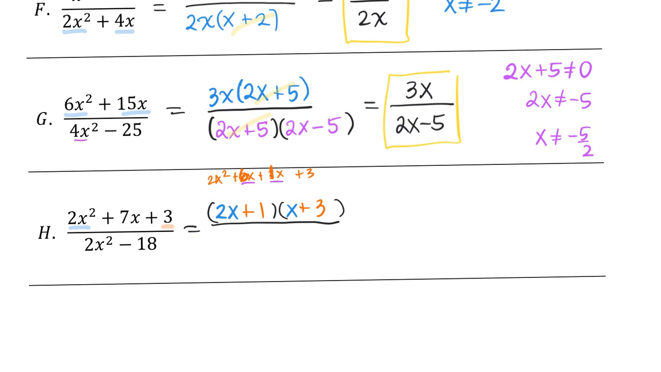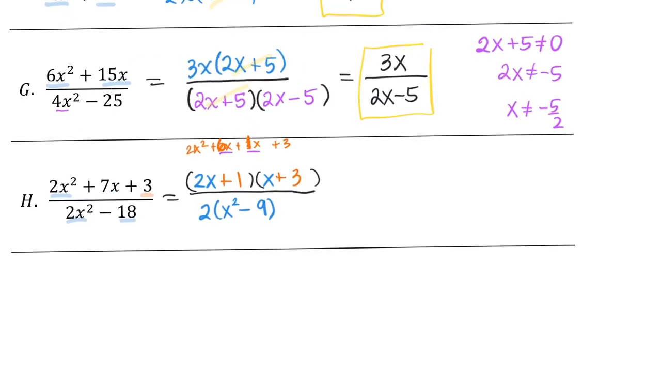Now what about the bottom? Oh, you know what? They both, I could take out a 2. Let me take out a 2. Can I take out an x? No, because the 18 doesn't have an x. Okay, so 2 times x squared, 2 times 9. Does anything cancel? No, it does not cancel yet. So I'm going to keep going. I'm happy with the top because there's no exponents left.